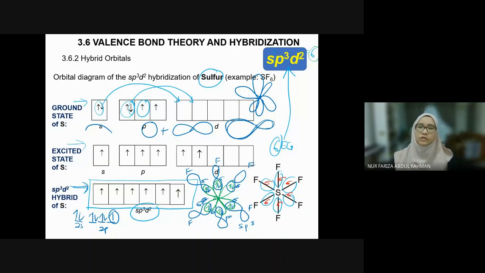So to simplify, terus je go ahead and count the number of orbital combine. So S ada 1, P ada 3, D ada 2, so 6. So senang nak ingat, so patutnya you should have 6 lobes, 6 cuping, 3 atas 3 bawah.